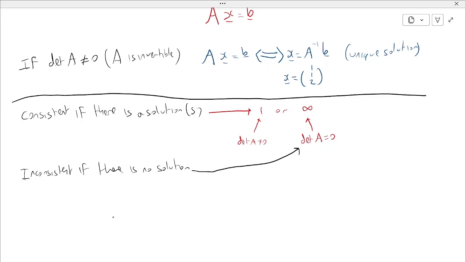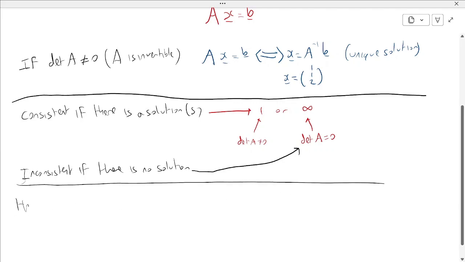So in these questions, we take the determinant. If it's not 0, easy, done. One solution, unique solution. If it is 0, we have to decide, okay, is it consistent with infinite solutions, or maybe is it inconsistent with no solutions? So how do we check? This is how we classify, how to check. And we'll do this one as an example.